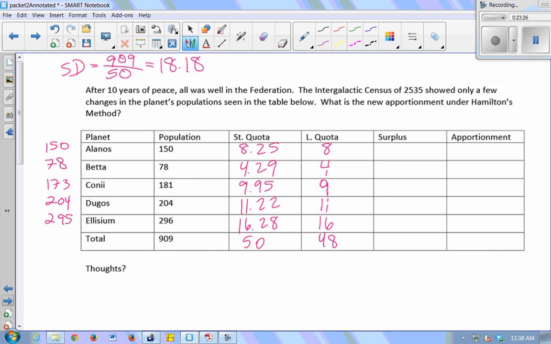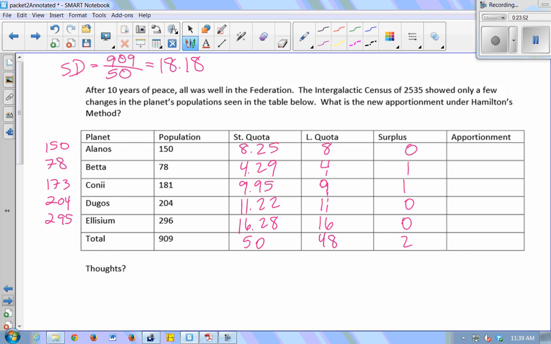Okay. So I have 2 surplus seats to give out. Who should I give them to? Yep, Coney has the 0.95. That's really big, so they're going to get 1. And then who's the next biggest? Yeah, Beta. So then we've given out our 2. Everyone else gets nothing. Total of 2 seats to give out.